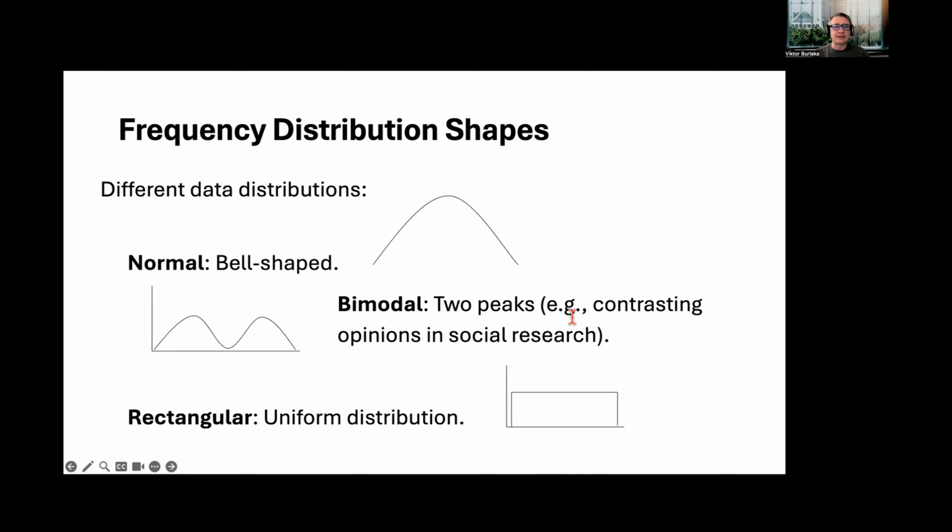Again, data doesn't always follow a normal distribution. Different data sets can take on different shapes. Normal is when the distribution is bell-shaped, like here, meaning most data clusters around the center, like IQ scores or height measurements. Bimodal is when the distribution has two peaks, meaning data is split between two common values, like contrasting opinions in social research. Rectangular is when the distribution is uniform, meaning all values occur at roughly the same frequency, like rolling a fair die.